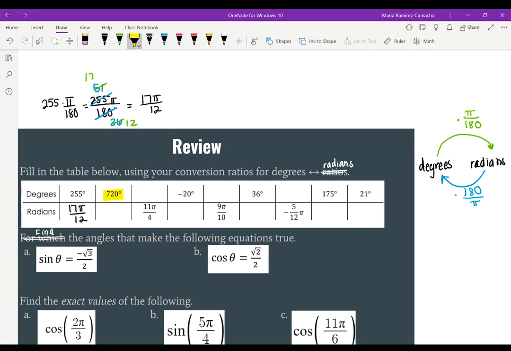Next, we'll do 720 degrees. 720 times pi over 180. 180 goes into 720 4 times. So 180 divided by 180 is 1. 720 divided by 180 is 4. This is 4 pi over 1, or just 4 pi.